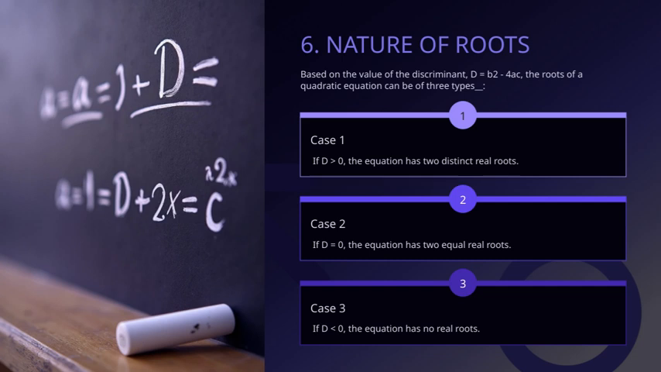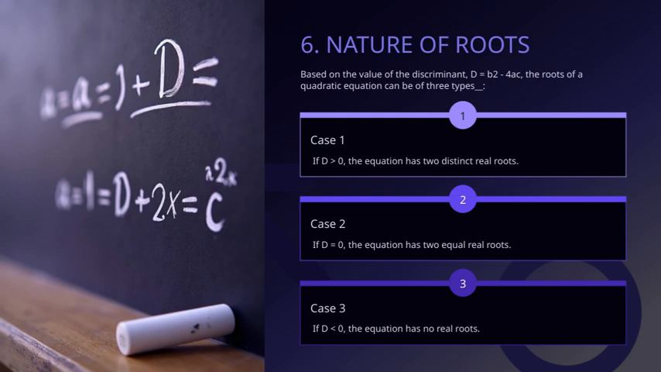Let's explore the nature of roots based on the discriminant, D, which is calculated as b squared minus 4ac. This discriminant helps us understand what kind of roots the quadratic equation has. First, if D is less than 0, that means the quadratic has no real roots at all. In other words, the solutions are complex or imaginary numbers.